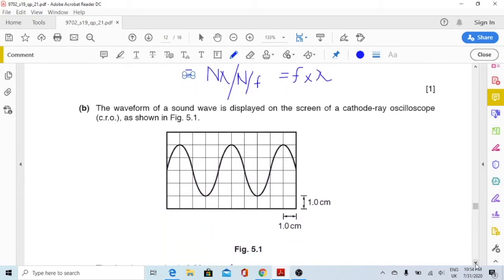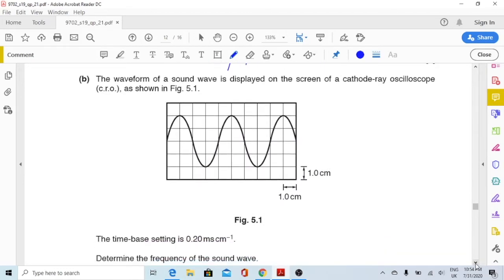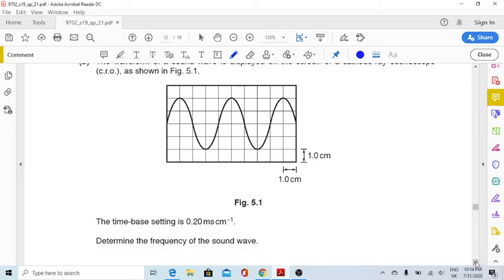Now part B, the waveform for a sound wave is displayed on the screen of a cathode ray oscilloscope as shown in figure 5.1. So this one box represents 1 centimeter on the x-axis and 1 centimeter on the y-axis. The time-base setting is 0.2 millisecond per centimeter. So one box will now represent 0.2 milliseconds in terms of time. Determine the frequency of the sound wave.